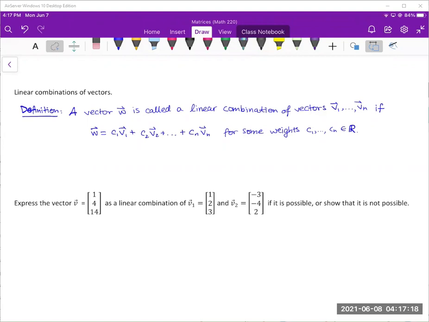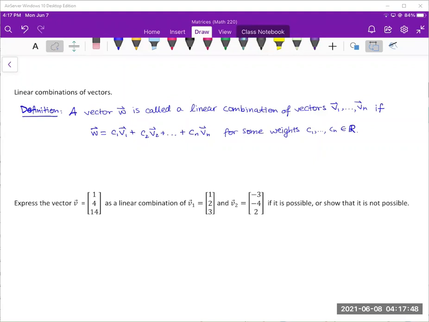So what that means is we're going to take the vector v1, we might scale it by some value. So make it longer or shorter, maybe switch the direction it's moving in. Same thing with v2 through vn. So if we can express W as a sum of these vectors v1 through vn, where we adjust the lengths of the vectors v1 through vn, then W is a linear combination of these vectors.